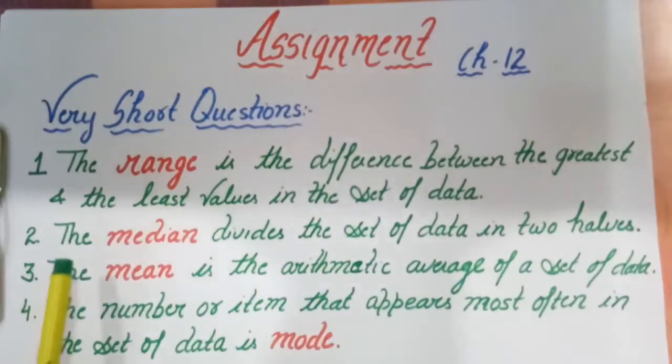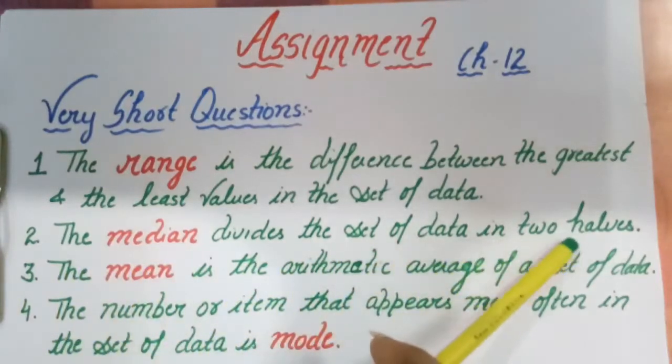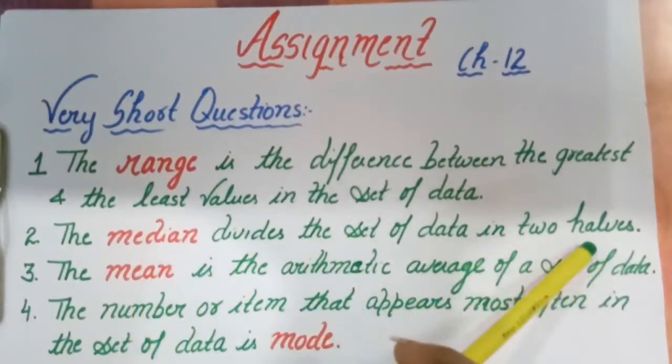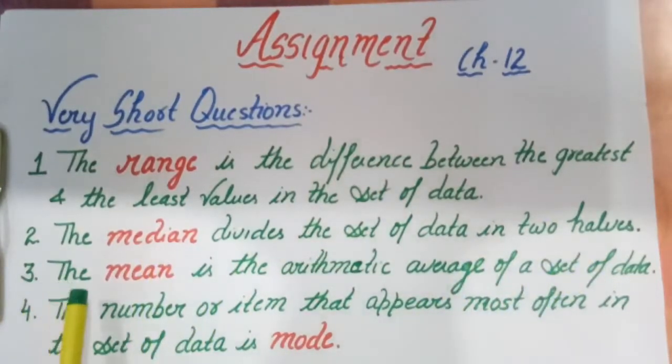Next, the median divides the set of data into two halves. That means we know that median is the middlemost term of the data. Middle term means it divides the data into two halves. Third, the mean is the arithmetic average of the set of data. That means mean is also called the arithmetic average of any set of data.